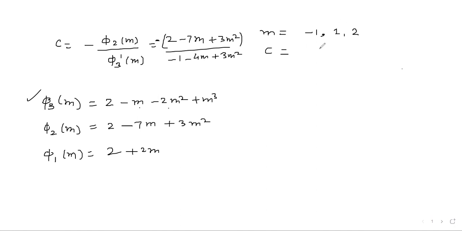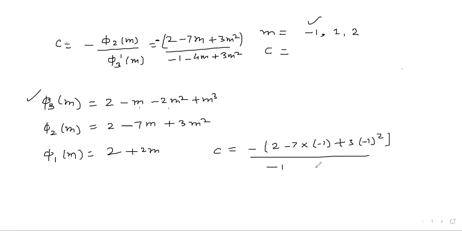We are given c here for m equal to minus 1 and then m equal to 1. So let's get the value of c corresponding to minus 1. So c will be equal to minus of 2 minus 7 into minus 1 plus 3 into minus 1 square, divided by minus 1 minus 4 into minus 1 plus 3 into minus 1 square. If we simplify it, we will get minus 2. So the value of c corresponding to m equal to minus 1 is minus 2.